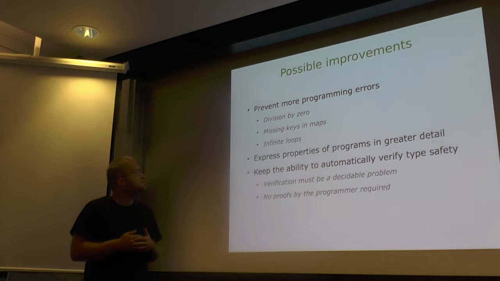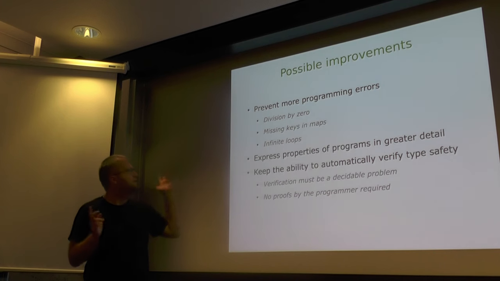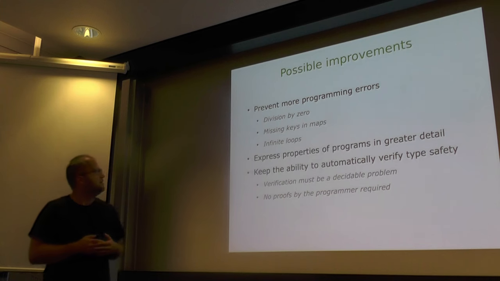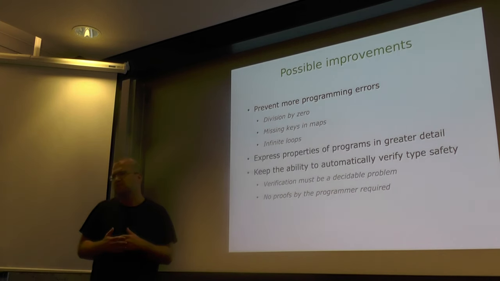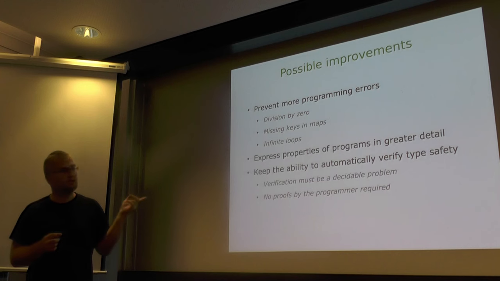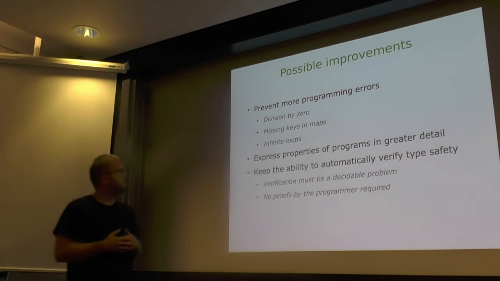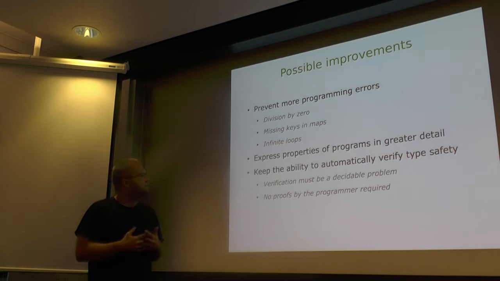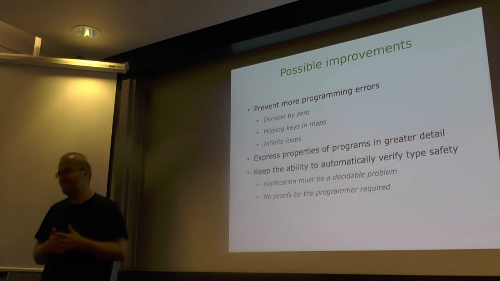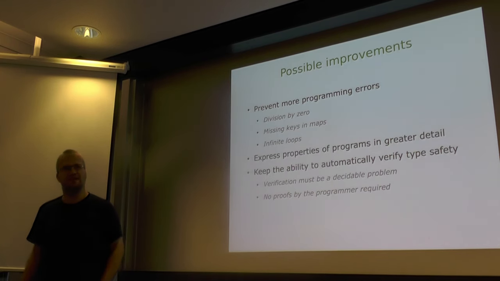And we have certain classes of errors which are difficult or awkward to prevent simply by a type system, such as, and we are listing some very common ones, division by zero, missing keys in maps, infinite loops, non-termination. So these kinds of problems are usually simple bugs, but they are there. So it would be great if we could do something about these kinds of errors and also many others. It would be great if we could express more properties about the program than the classic type system allows us to do.